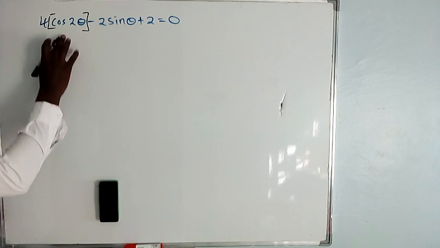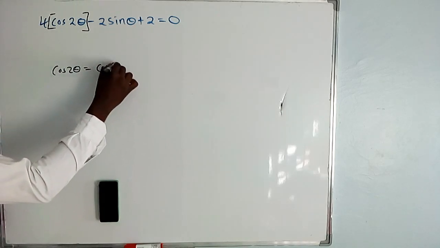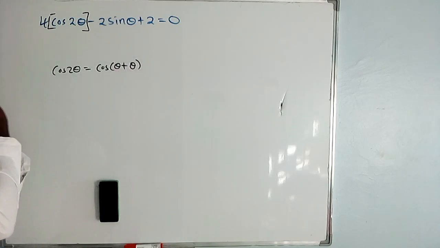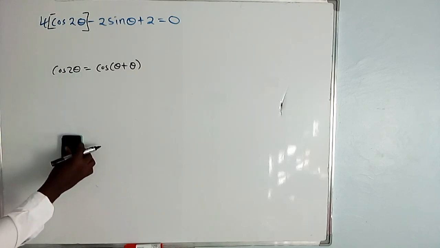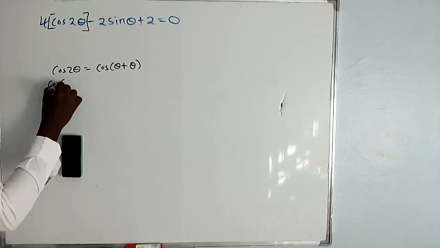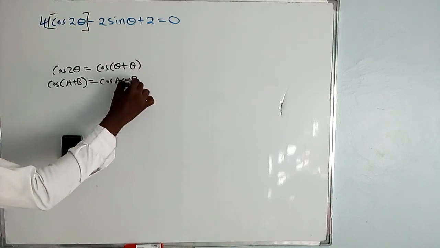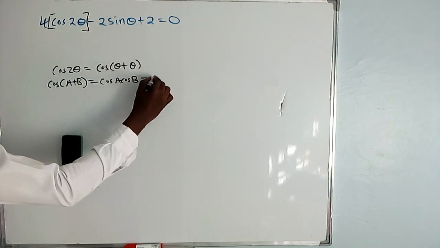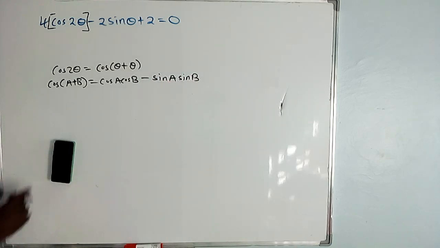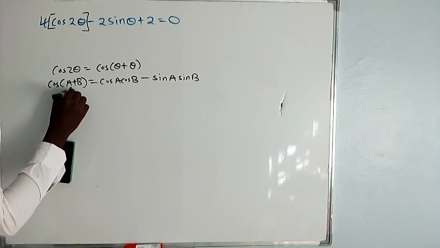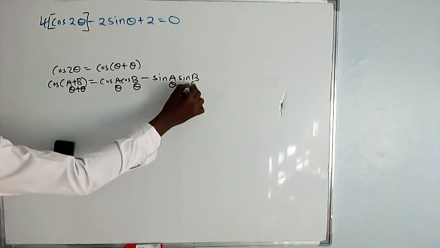So cos 2θ is the same as cos(θ + θ), isn't it? That is a cosine sum angle formula. If you have cos(A + B), that is cos A cos B, and if this side is positive, the other side is minus sin A sin B. So when you are given cos(θ + θ), where there is A you put θ, where there is B you put θ.